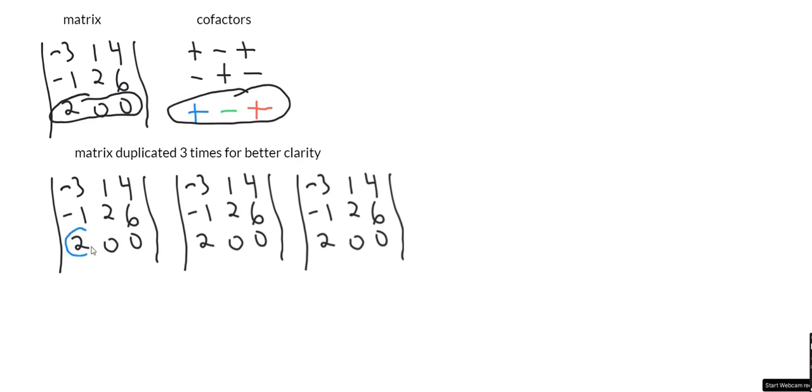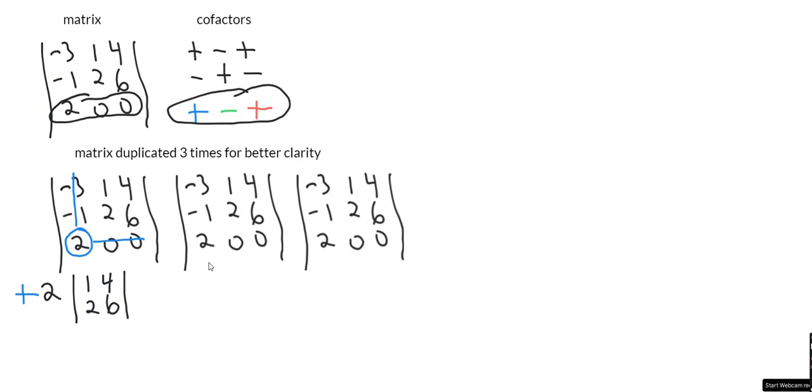So the first number is 2. Cross out the column and the row that 2 is in. The cofactor is plus. Number is 2. What's not crossed out is 1, 4, 2, 6. All right, expanding along the third row.